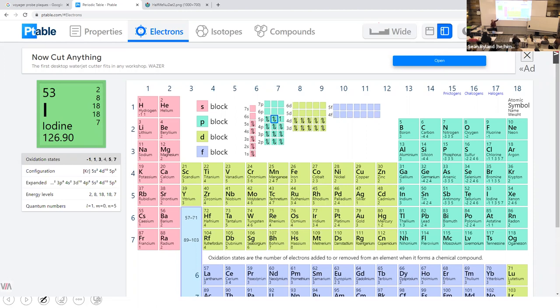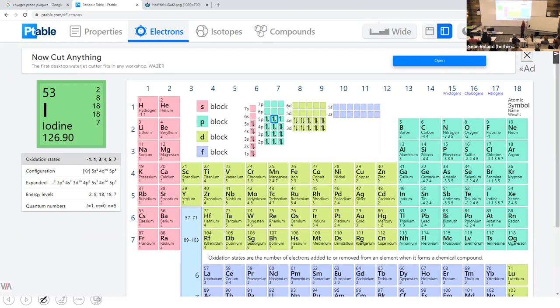Go to 3. 3 is lithium, right? So then we say, okay, well, lithium is in the second row of the periodic table. Lithium is in the S block, so we're putting electrons into the S orbital. The S block is 2 elements across. You can fit 2 electrons in an S orbital. 2s2. Beryllium corresponds with filling up 2s.